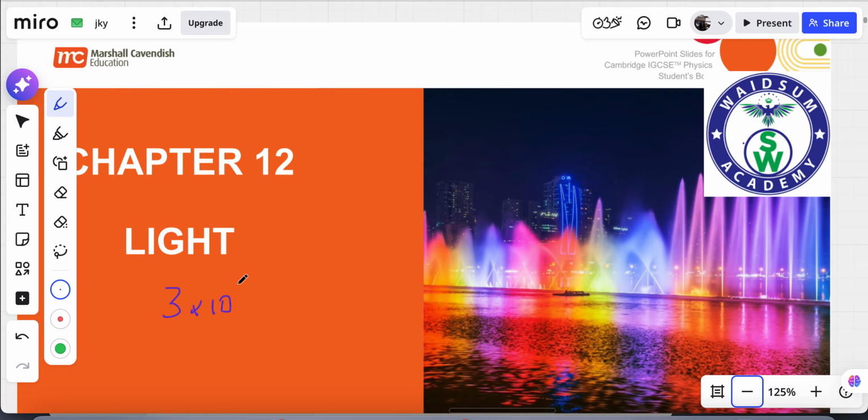To the power of 8, that's 300 million meters per second. This is the speed at which light moves in a second, in a blink. In one blink, this is the speed at which light travels. So it's very fast. Light is very fast. It's the fastest thing on earth.